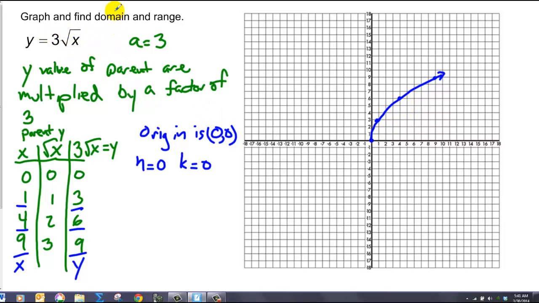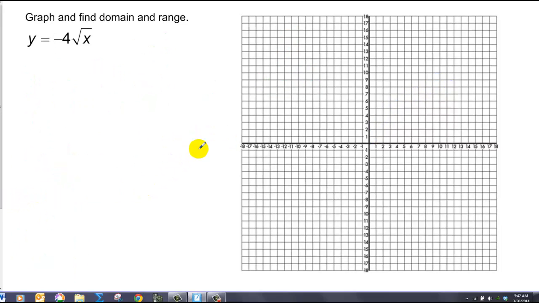So once again, if I plug in the point 4, I have square root of 4, which is 2, and I multiply that by 3, and I get 6. And there's that point 4, 6, which checks. Now we're going to start combining quite a few of these things very shortly. We notice here our h value is equal to 0 and our k value is equal to 0. So there are no translations.